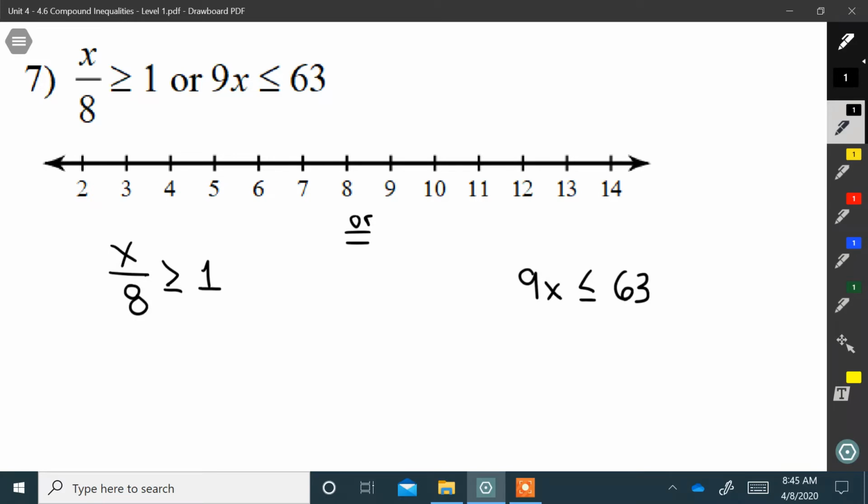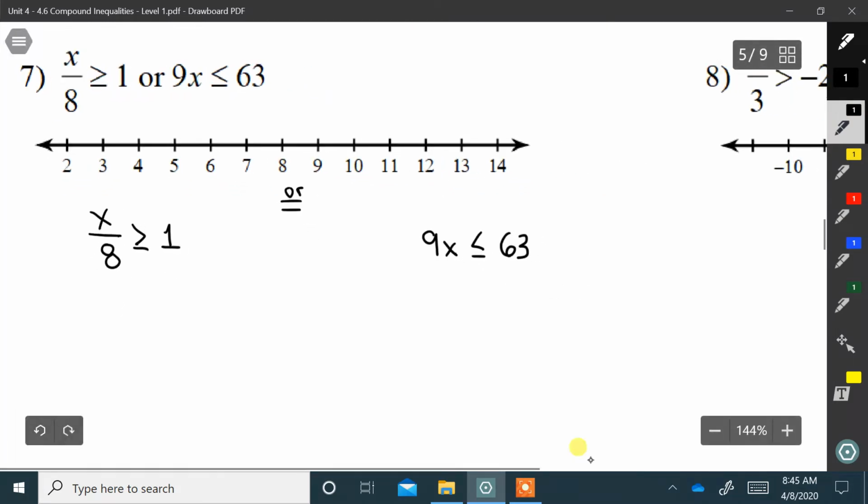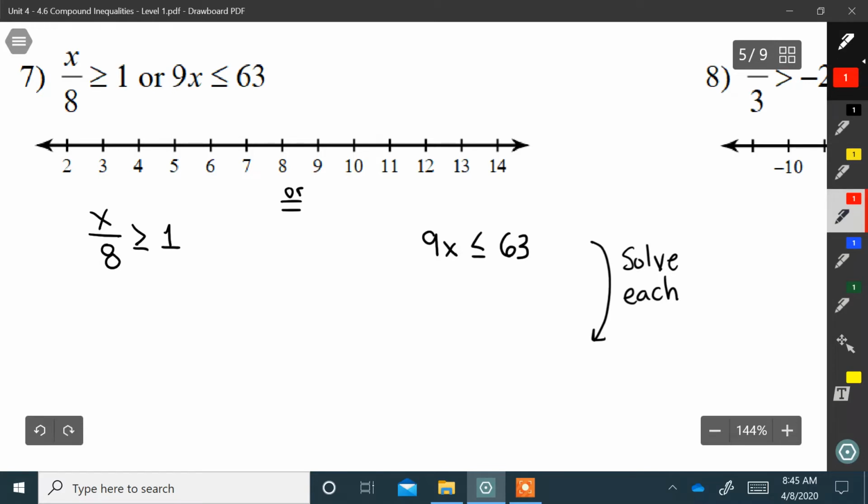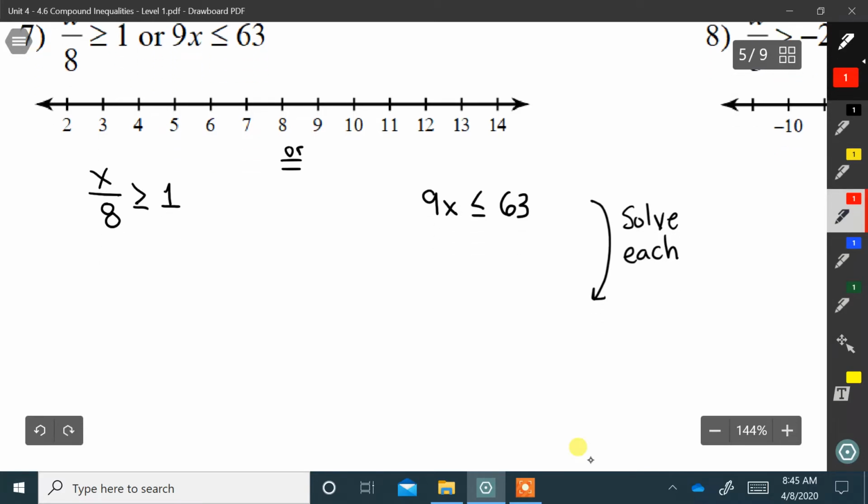Vas a resolver cada una de esas individualmente. So you're going to solve them individually. So solve each one of them. The first one here, how do I solve it? Well, it's very simple. We have learned that to solve this one, we have to multiply times 8 on both sides. So that this and this cancels, and we get x is greater than or equal to 8.